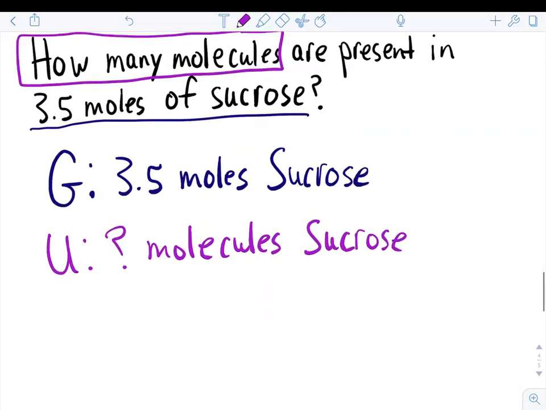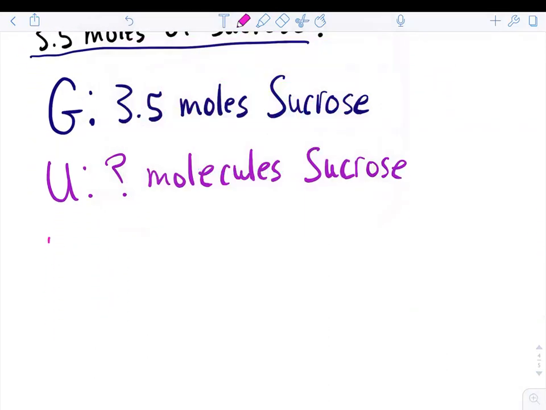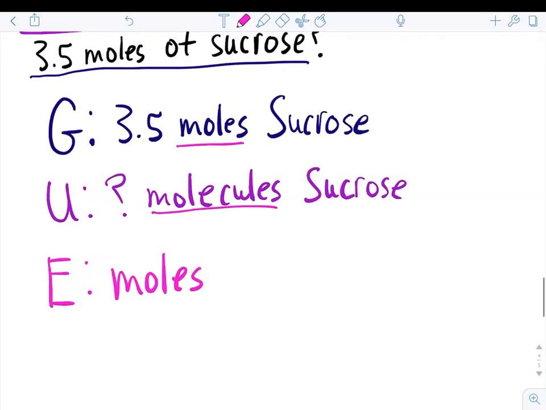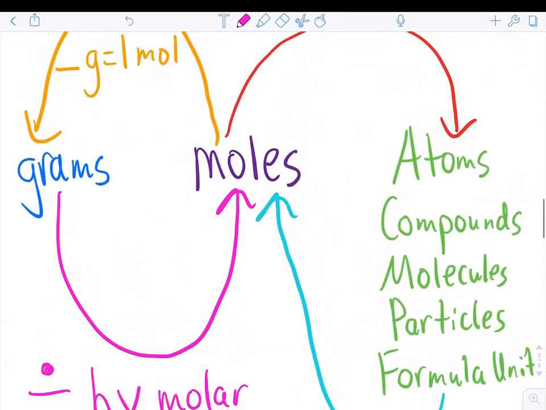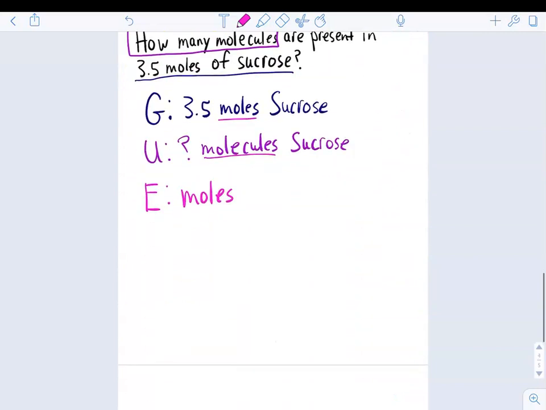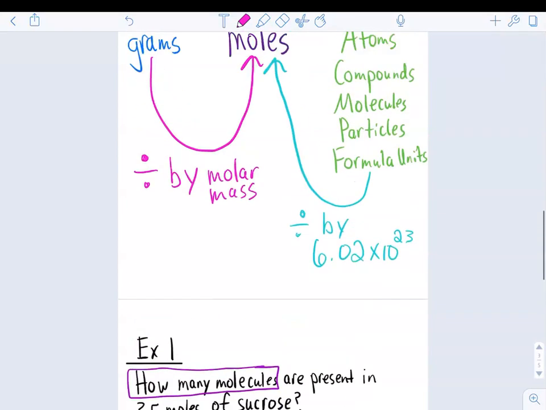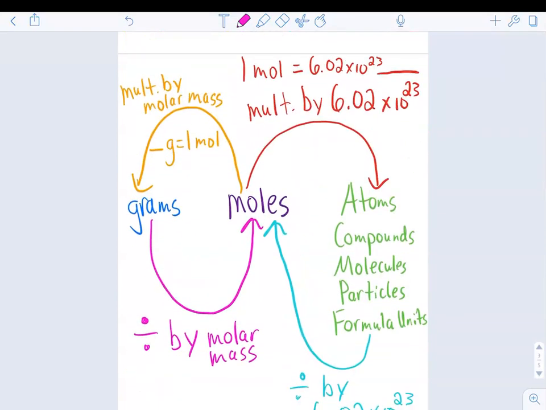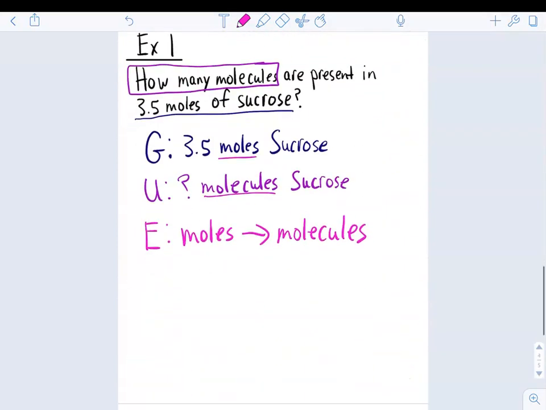Okay. Then our next part is the E, which is going to be our unit path. Since I'm given moles, I'm going to start with moles, and then I'm trying to get to molecules. If I look at my chart, I have a one-way arrow going from moles to molecules. If I follow my arrow, I'm going to be multiplying by 6.02 times 10 raised to the 23rd.